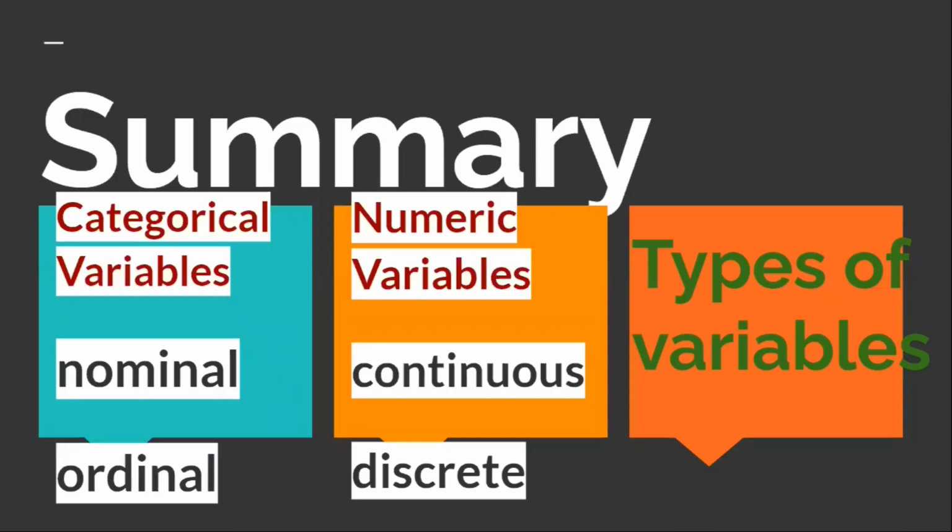So to summarize the information that we just gave to you, we have two main types of variables that are categorical variable and numerical variable. For categorical variable, we have two subcategories that are nominal variable and ordinal variable. For numeric variable, we also have two categories that are continuous and discrete ones.